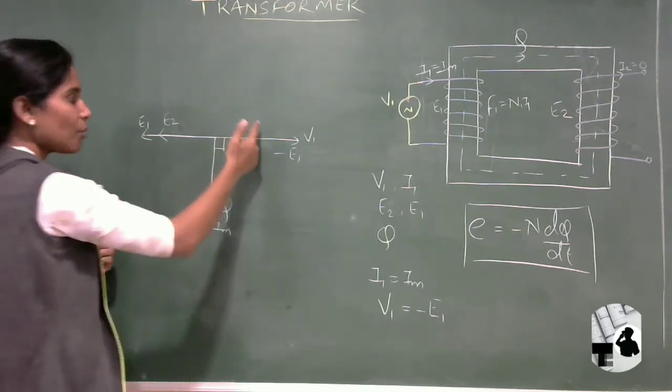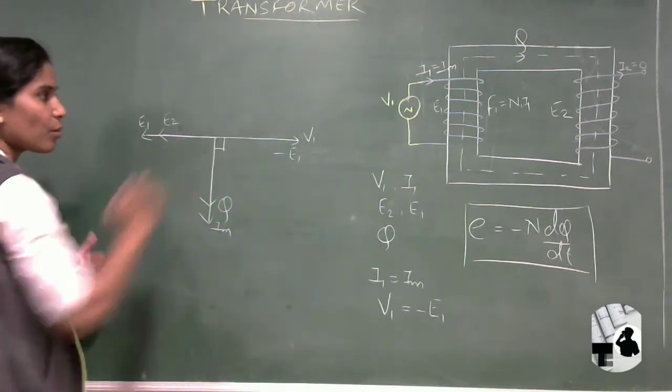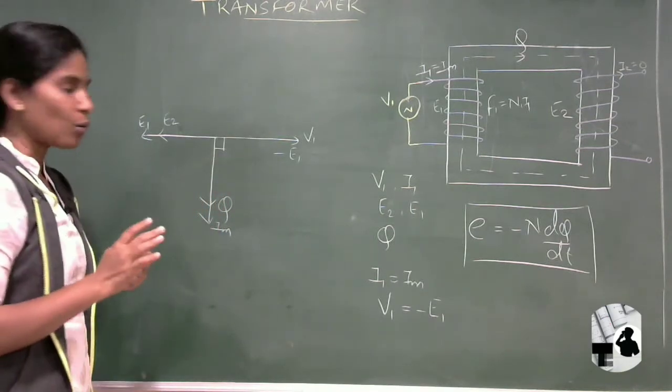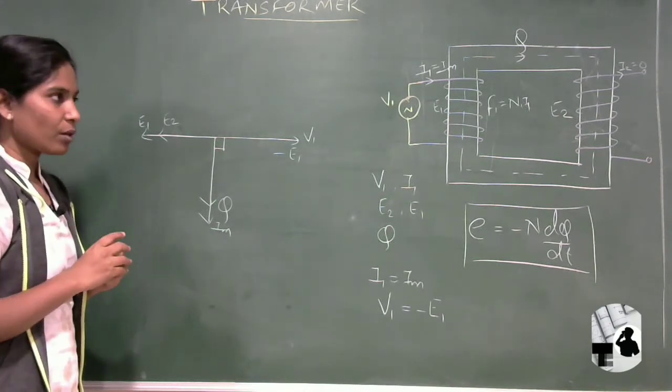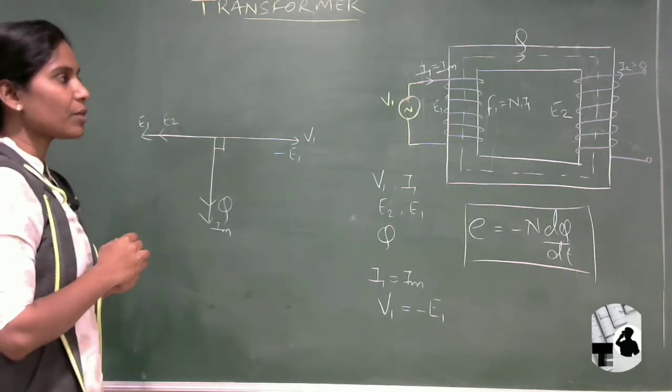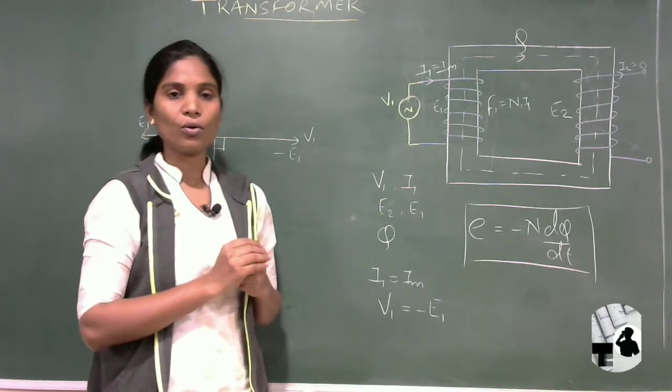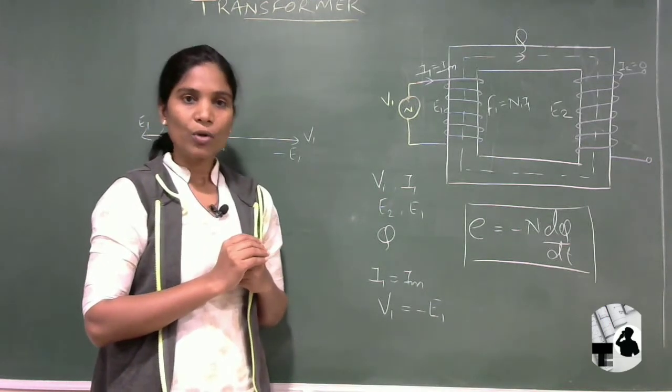So this is the complete phasor diagram for a transformer working on no load condition. No load means there will be no output current, but we will get some value of E2. So this is the complete explanation for the ideal transformer case on no load, right? So hope you are getting the clear understanding.